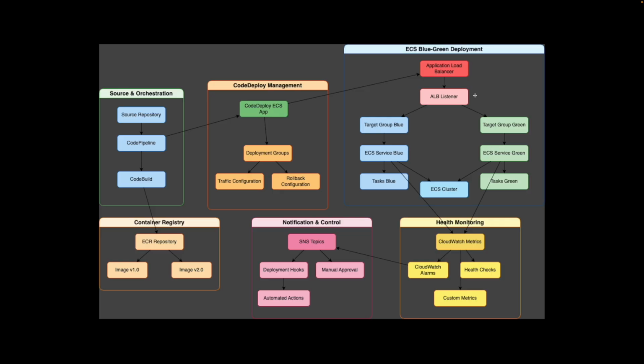How does blue green work? When deploying version 2, ECS spins up a green environment with new tasks. CodeDeploy manages the traffic shift, and it can do an instant cutover or a gradual shift, like 10% every minute. If anything goes wrong, we can instantly roll back to blue. And there is health monitoring. CloudWatch monitors everything: custom metrics, health checks, alarms. If the green deployment fails health checks, automatic rollback kicks in, and SNS topics notify us.